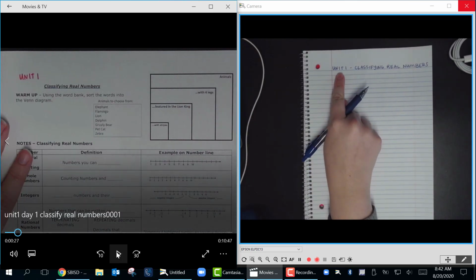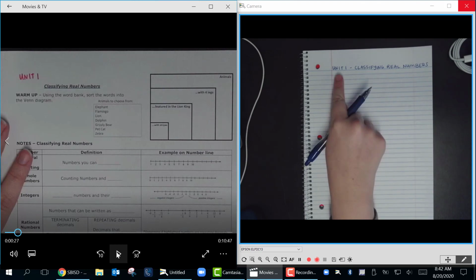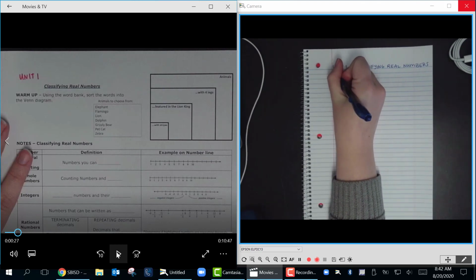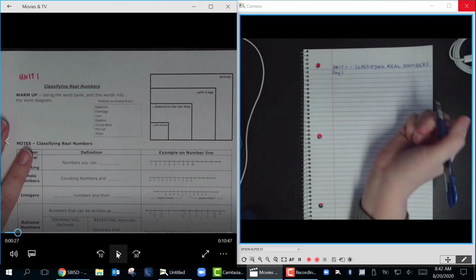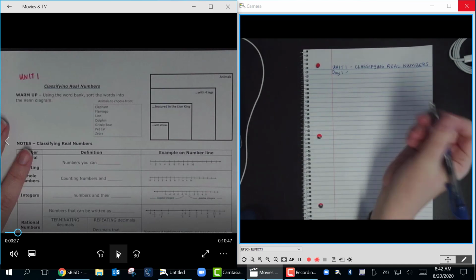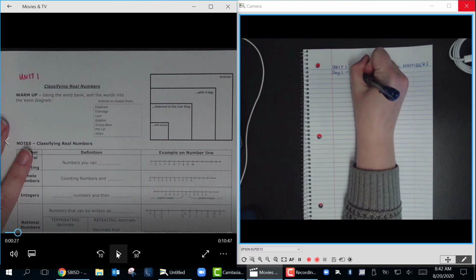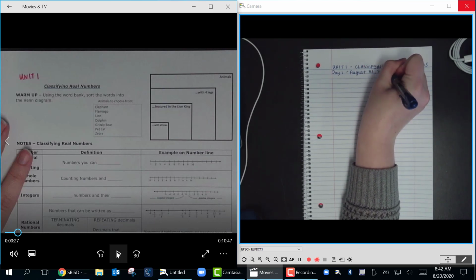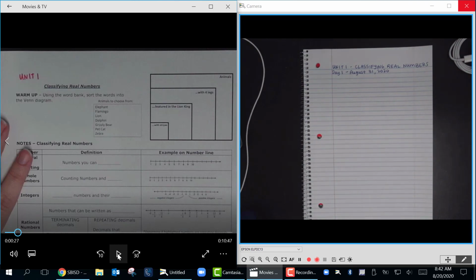Okay, pause. Make sure you've titled your notes. This is Unit 1, Classifying Real Numbers. Now, I also mentioned that it was Day 1. If you want to do that, you can write Day 1, or you could write the date. The date in which we will be learning about this is August 31st, 2020. So I'm speaking to you from the future.